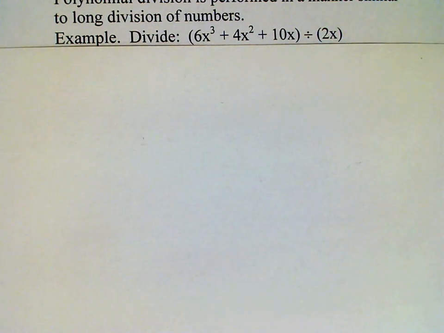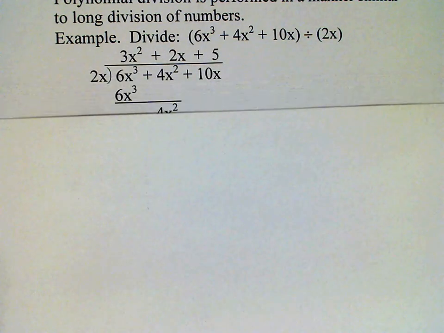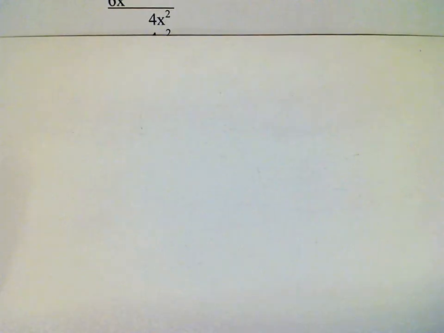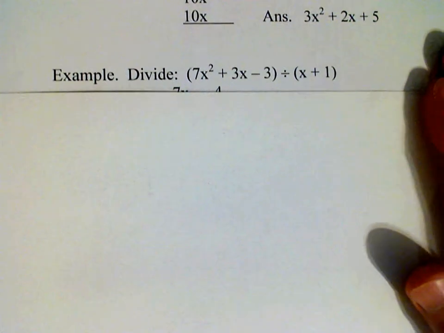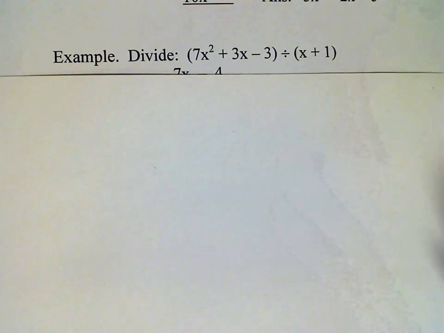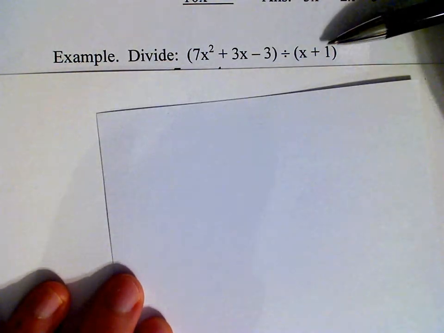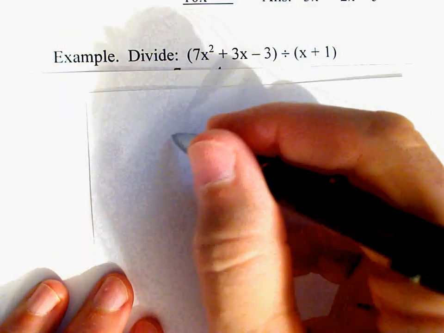Now, on the other hand, if the divisor has more than one term, then we need to use a process similar to long division in numbers, which you may have learned in grade school. Okay, and as an example, we'll look at 7x squared plus 3x minus 3 divided by x plus 1. Because the divisor in this case is a binomial, we must set it up using long division.